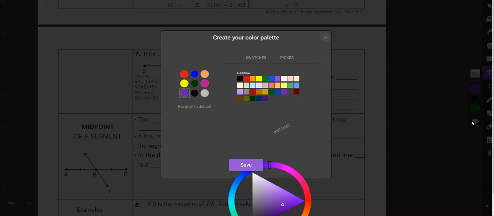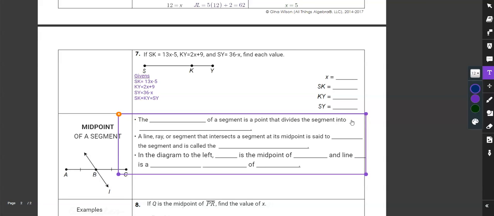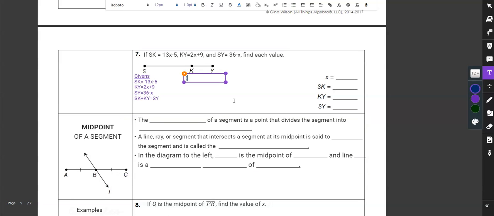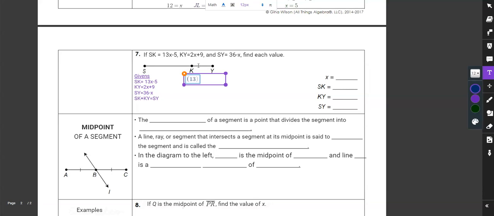All right, moving right along. We have our substitution. So SK is 13x minus 5, and then we are going to add, and I want to use the formula tool, which I clearly forgot to do. (13x minus 5) plus (2x plus 9), and that will be equal to our final expression of 36 minus x.